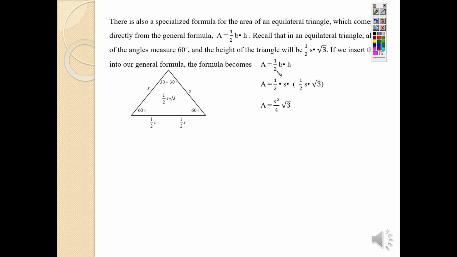But if I'm trying to say 1/2 of the base, that would be 1/2 of this side times the height. And this was my height, side root 3. Then my area formula is 1/2 times the side here times this height, side root 3. You combine those, you get side squared over 4 times the square root of 3.